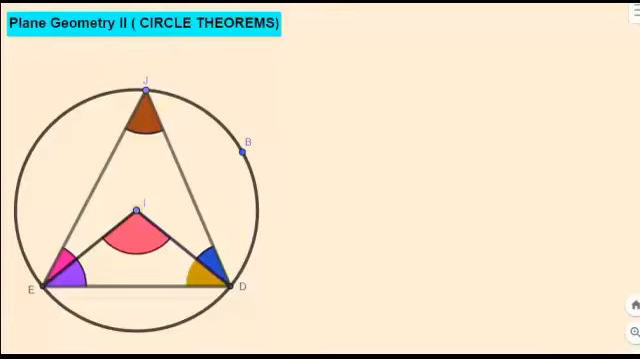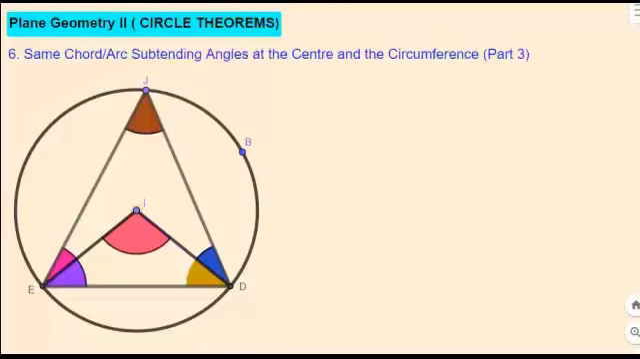Still under circle theorems, and still on same chord, arc subtending angles at the center and the circumference of a circle. We are going to consider the part 3 of this same subtopic. There are so many things we have to take into consideration under this theorem so that learners may understand things well.